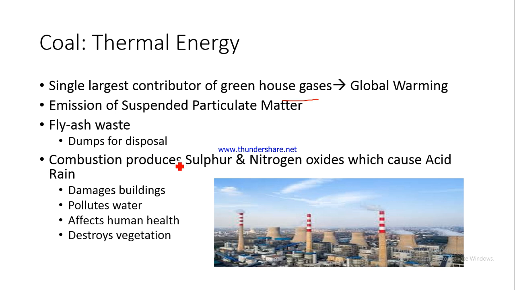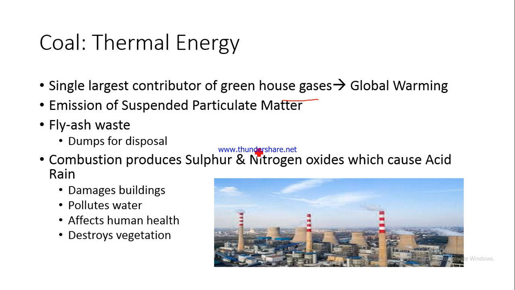Again, the combustion of coal also leads to production of sulfur and nitrogen oxides, SO2 and N2O. Sulfur dioxide, SO2, when combined with vapor, H2O, becomes sulfuric acid. Likewise, nitrogen oxide, N2O, when combined with vapor, becomes another kind of acid, right? So the products of the combustion of coal are sulfur dioxide and nitrogen oxide. When they get coupled with water, they lead to formation of acids, and this acid which is formed in the atmosphere, when it falls along with the rain to the ground, is known as acid rain.